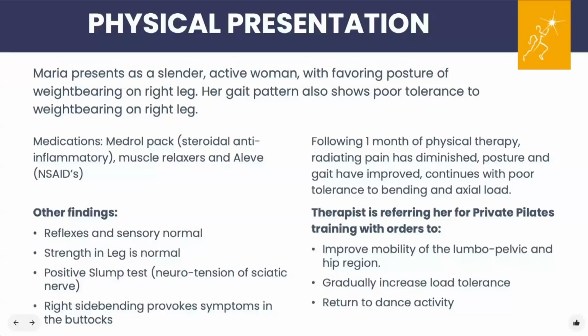Maria presents as a slender, active woman, favoring posture and weight bearing on the right leg, which would make sense. She doesn't like putting pressure on that side. Her gait pattern also shows poor tolerance to weight bearing on the right leg.